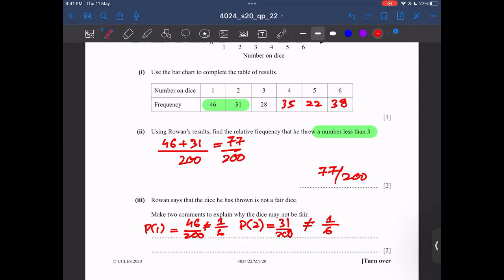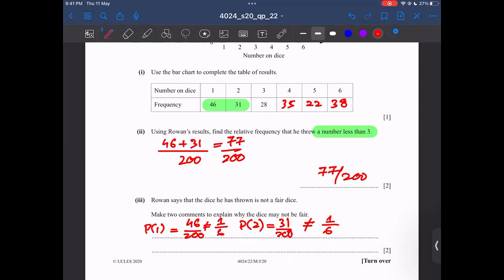That's why the dice is not fair, because every value should have equal probability. In order to have a fair dice, every value should have equal probability, equal chance. Since they're not equal to each other and they're not equal to 1 by 6 as well, we are saying that this dice is not fair. Now the second comment. What is the second comment?